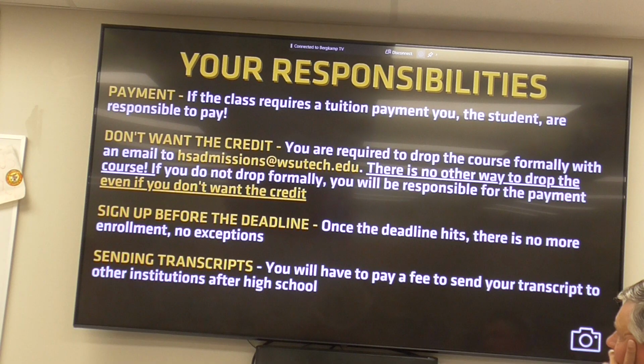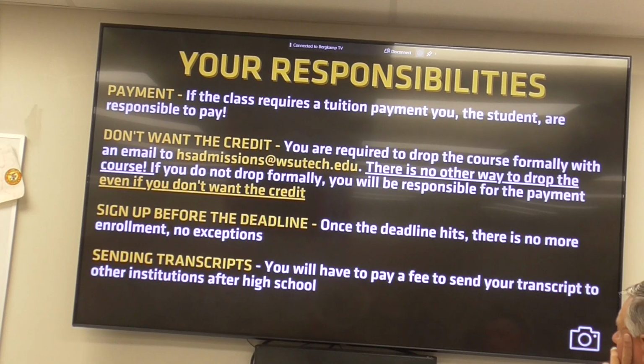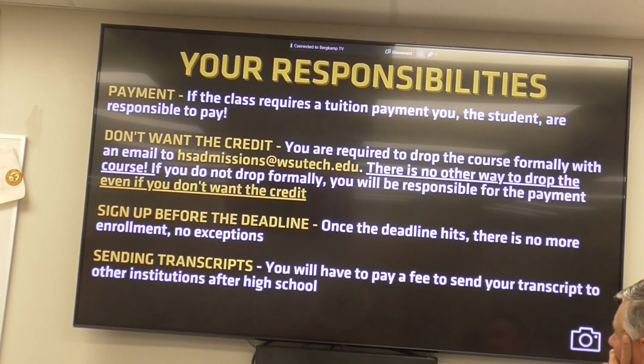Signing up before the deadline is just making sure that we have everything squared away, like your transcript and your parent consent form. And if you decide that you want to transfer this class to another college in the future, you just have to pay for that transcript, but I would wait until you graduate high school, because it is like $10 or $15 every time you send a copy of that transcript.